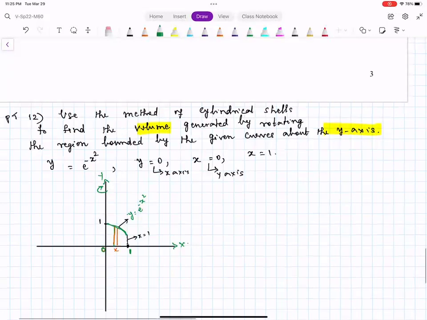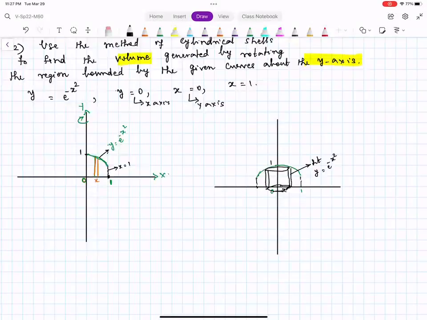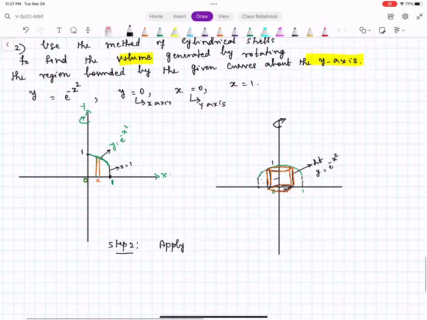So if I give another figure here. In the figure, it shows that the curve has been rotated about the y-axis, and the cylinder is shown, which is at a distance x from the origin. The cylinder that is shown here is at x from the origin. So we can apply the cylindrical shell method. The picture is step 1.